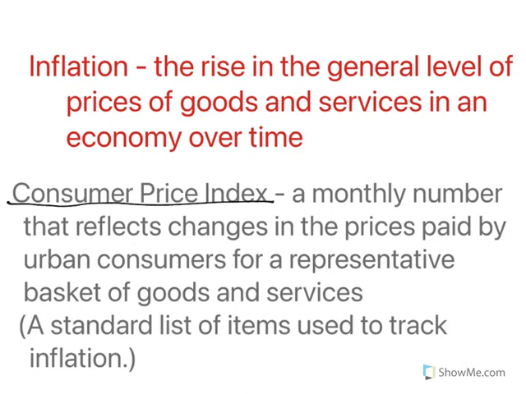Now, the consumer price index is a monthly number that reflects the changes in the prices paid by urban consumers for a representative basket of goods and services. So basically, there's a standard list of items that if you purchase them every month, like on the same day of every month, you compare the prices. So they might go up 2 cents this month, or half of a cent, or whatever. Maybe it goes down by a penny. And that's how they track the consumer price index, which allows us to talk about inflation over time.